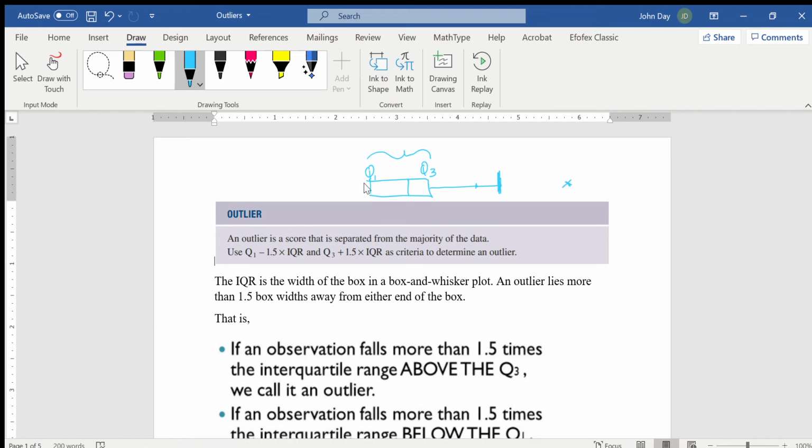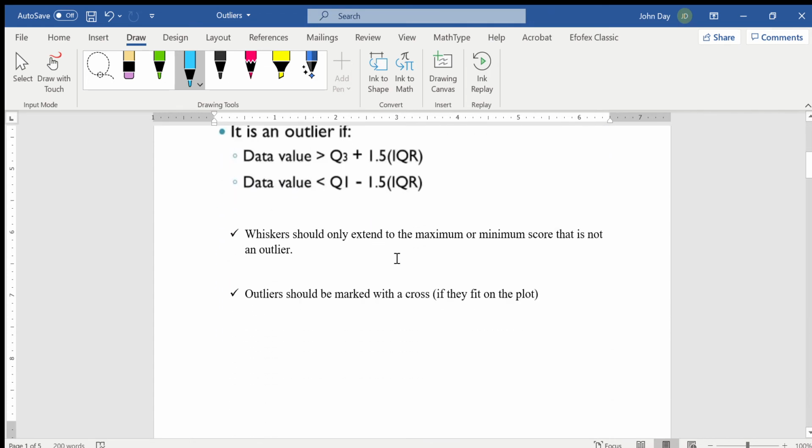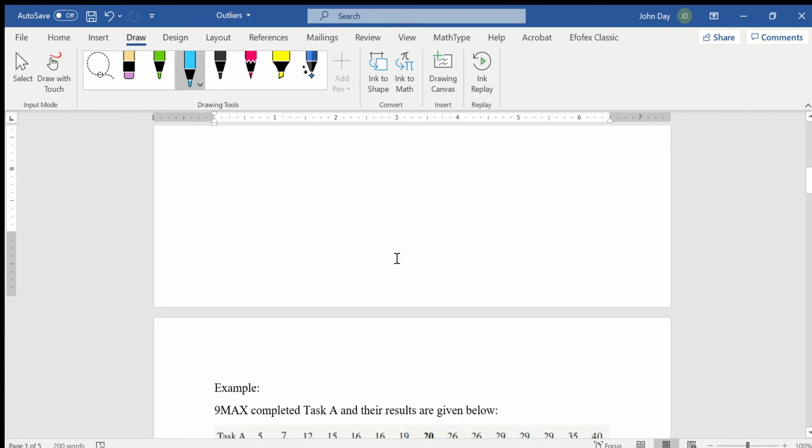And same with this, that'd be about one box width down, so up to there, and then about another half a box width. That might be as far down as you're allowed: 1.5 box widths from Q1 downwards. So any scores out this way, you put a cross on because they're outliers. Whiskers can only extend to the maximum or minimum score that's not an outlier. So we'll get to that in a minute. And outliers should be marked with a cross if they fit on the plot.